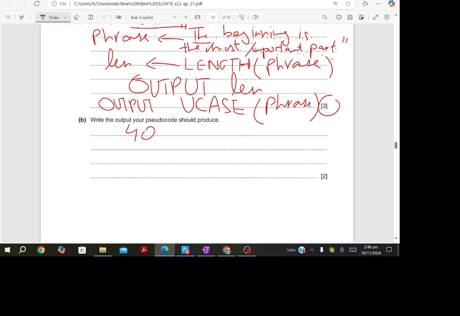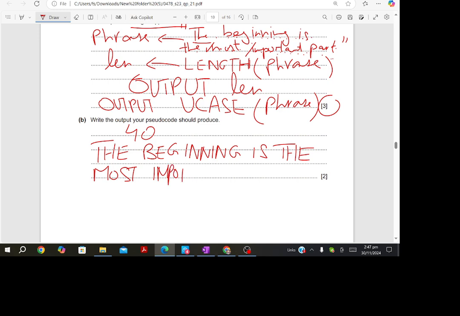And then it says what should be the output, then the uppercase should be displayed. The entire phrase, the beginning is the most important part, will be output in uppercase.